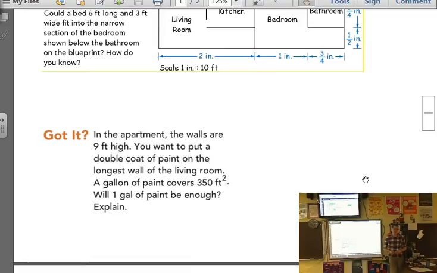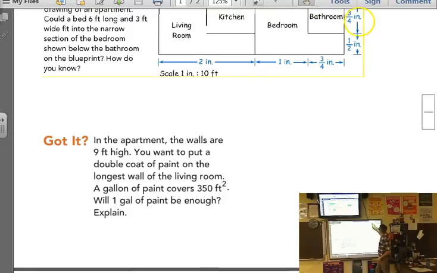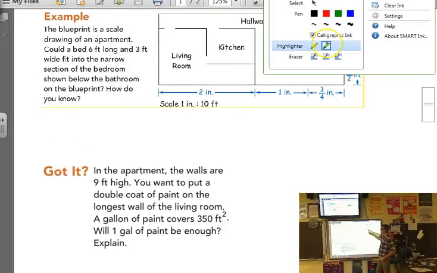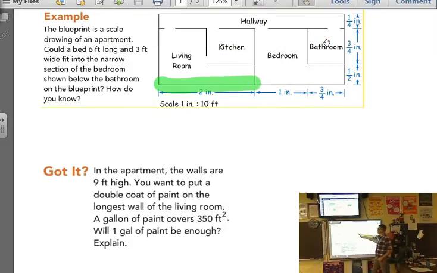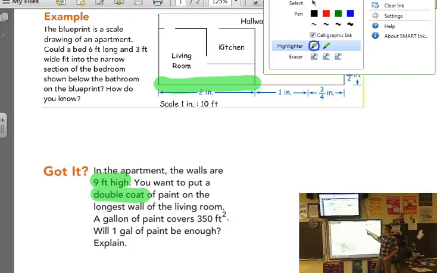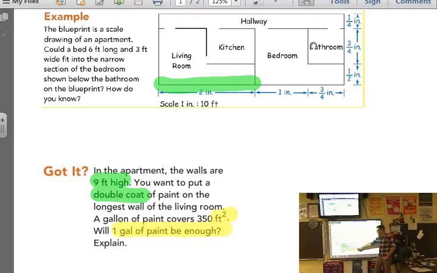So, same apartment. New problem. We want to paint the long wall of the living room. So here's our long wall of the living room. And it is 9 feet high. We want to put a double coat of paint on it. So we need to first figure out what is the square footage or the area of the wall. Then, if 1 gallon of paint covers 350 square feet, will 1 gallon be enough?